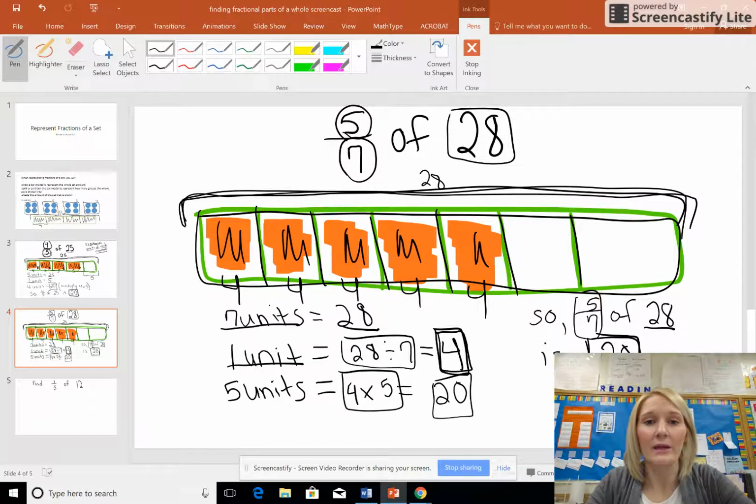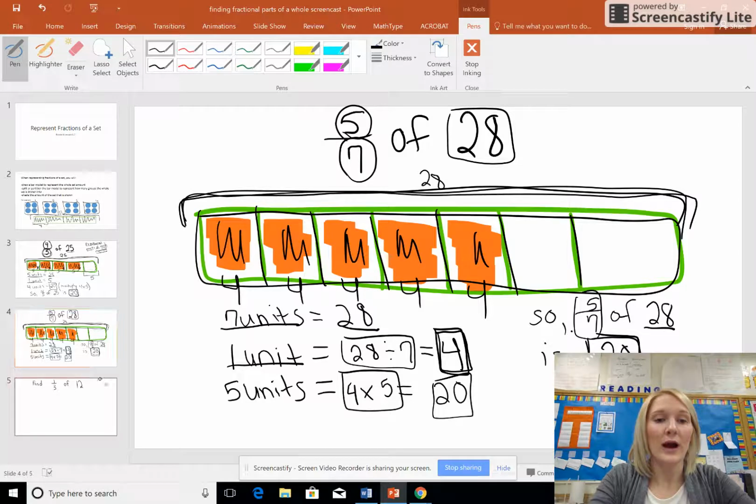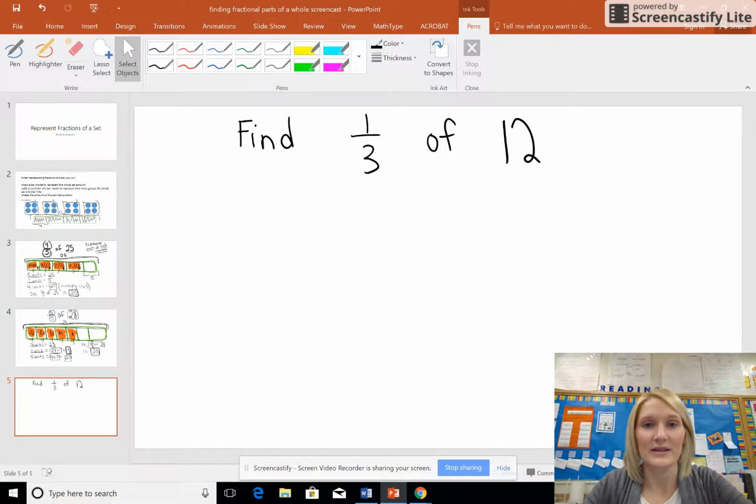And at any point, you guys can rewind the video and take a look back at the examples of how to do this. But for now, I want you to go ahead in your guided notes and try this example on your own. Find 1/3 of 12. At the end of the lesson, I want you to put your math notebooks on the back counter so that I can check your work, and we'll go over this at a later time.